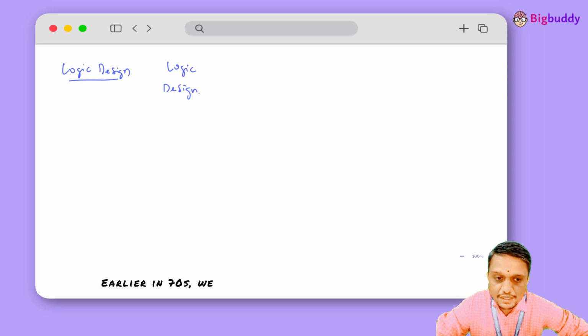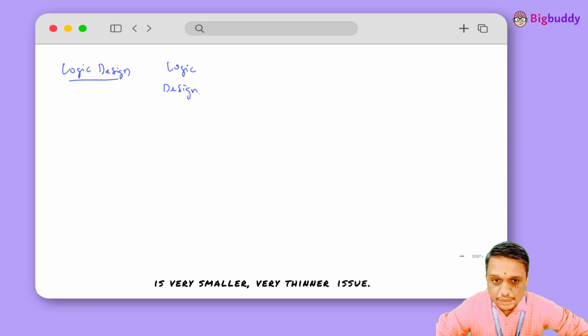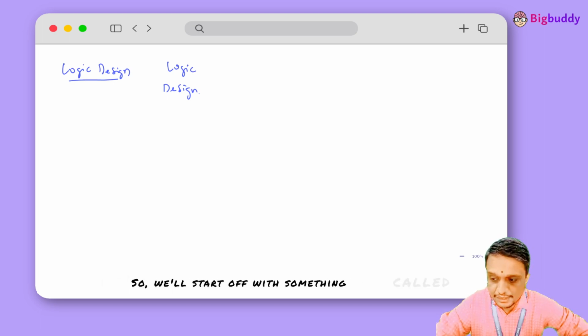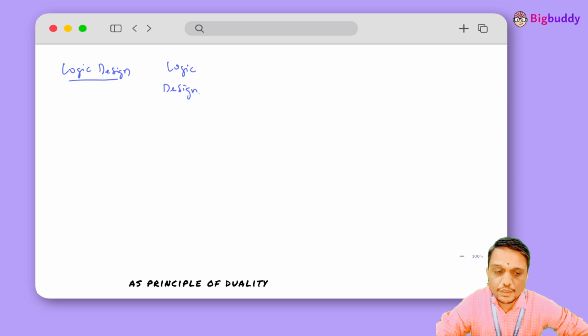Earlier in the 70s we had CPUs of this room's size, big size. Nowadays we have CPUs which are very small, very thin. So that means that logic remains the same, but the design keeps on changing. This is the idea we use in logic design. Logic design is a very important topic that we need to understand to be very successful in the digital era. So we'll start off with something called the principle of duality or duality theorem.